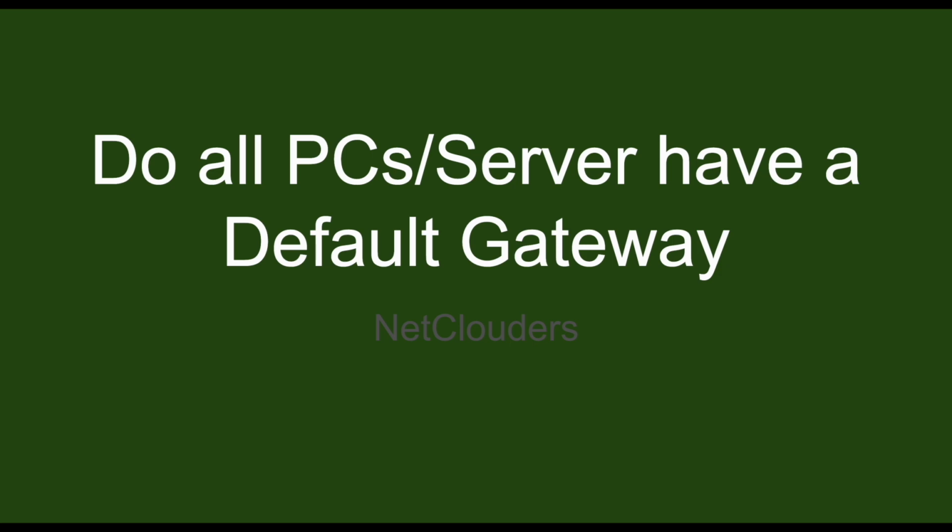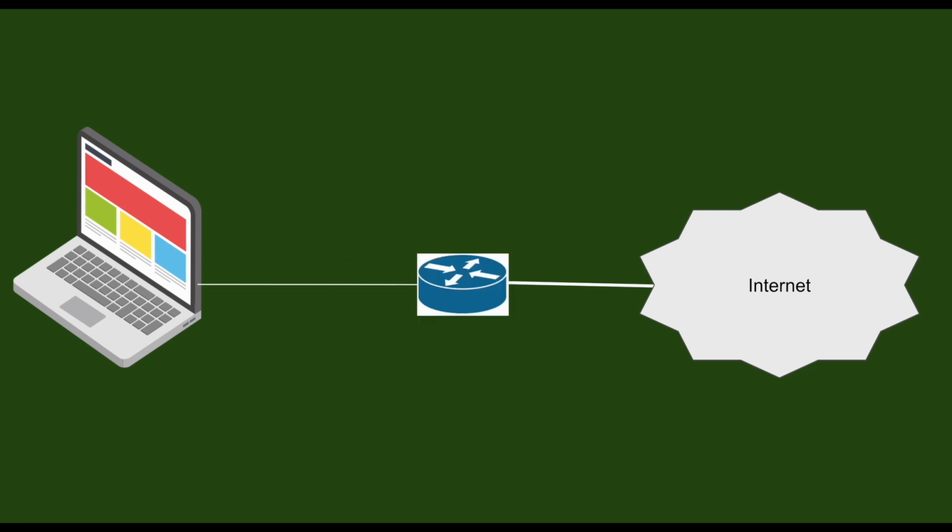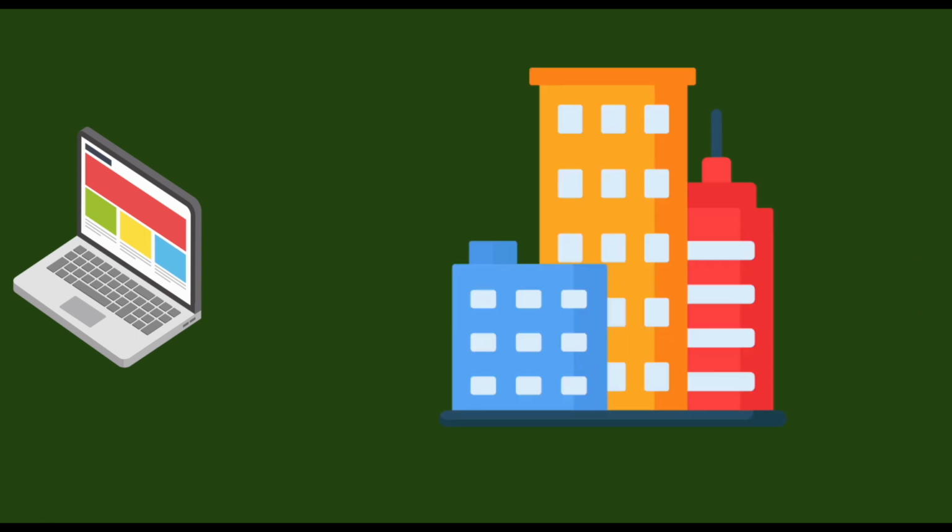Now that brings up a question: do all the PCs and all the servers in the world have a default gateway? Technically yes, unless your network administrator has decided that this PC or server needs only limited communication and should not have communication to the entire world. In that case, there is a chance that you do not have a default gateway. But in most cases, whether you are behind an access point, a home router, or connected to your office Wi-Fi, you'll be able to see a default gateway.